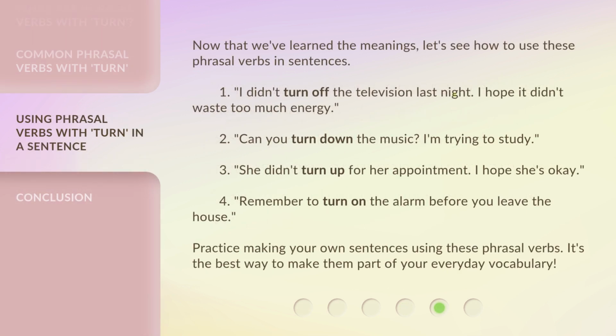Now that we've learned the meanings, let's see how to use these phrasal verbs in sentences. 1. I didn't turn off the television last night. I hope it didn't waste too much energy. 2. Can you turn down the music? I'm trying to study.